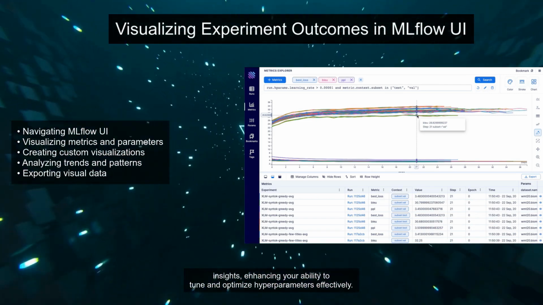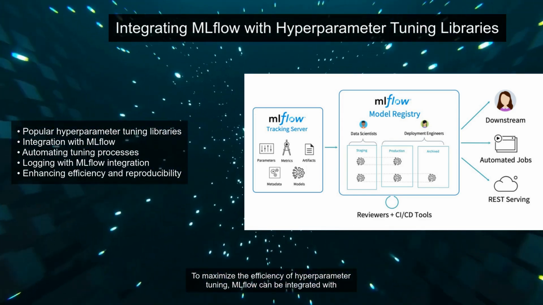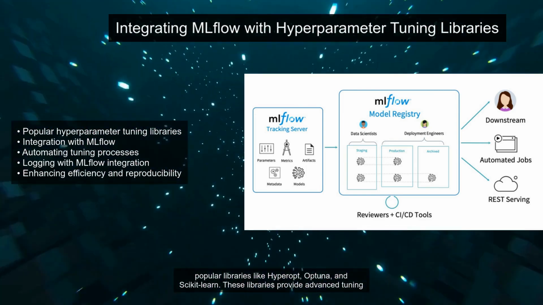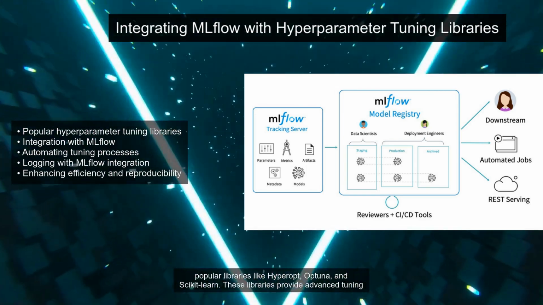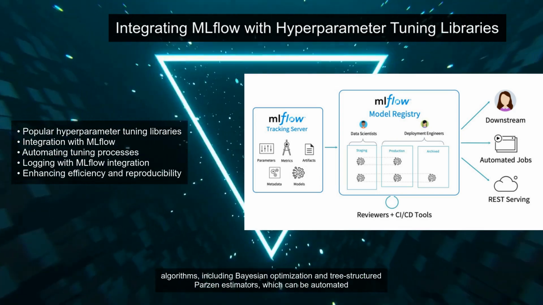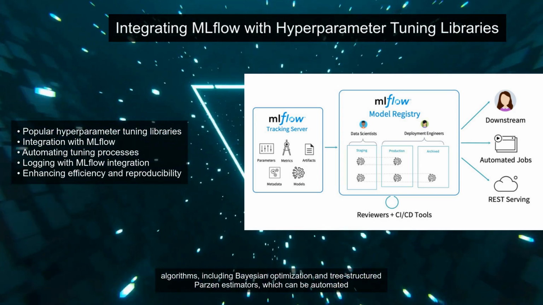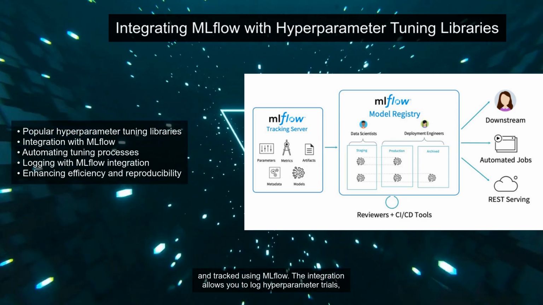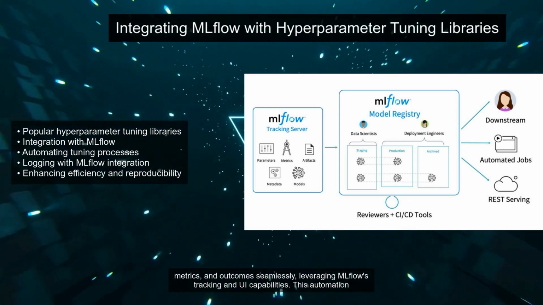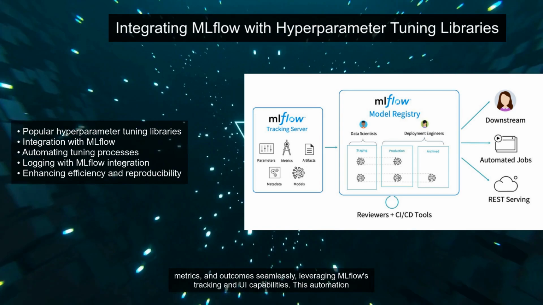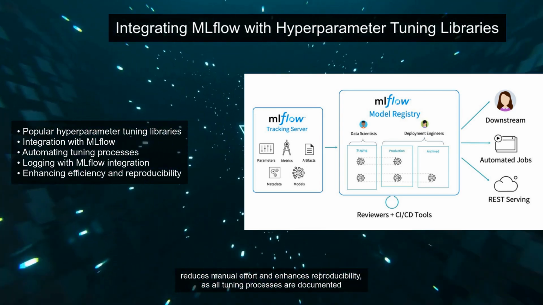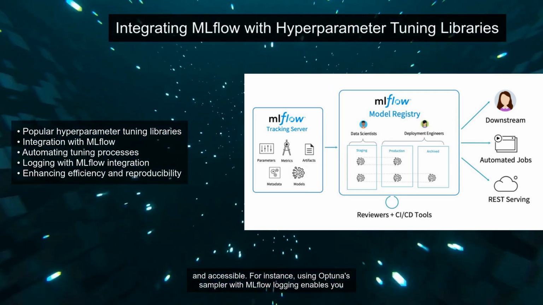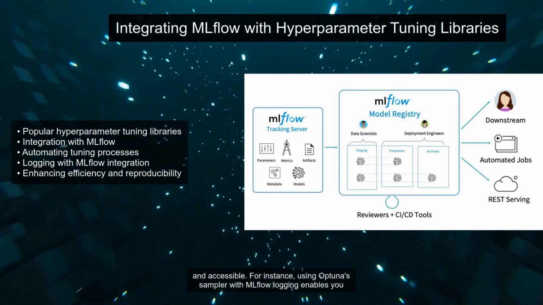To maximize the efficiency of hyperparameter tuning, MLflow can be integrated with popular libraries like Hyperopt, Optuna, and scikit-learn. These libraries provide advanced tuning algorithms, including Bayesian optimization and tree-structured Parzen estimators, which can be automated and tracked using MLflow. The integration allows you to log hyperparameter trials, metrics, and outcomes seamlessly, leveraging MLflow's tracking and UI capabilities. This automation reduces manual effort and enhances reproducibility, as all tuning processes are documented and accessible.